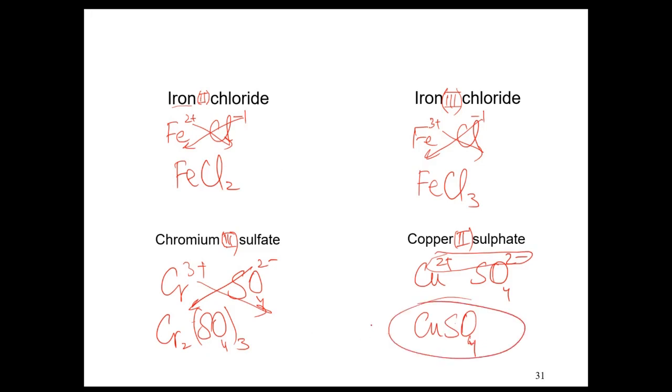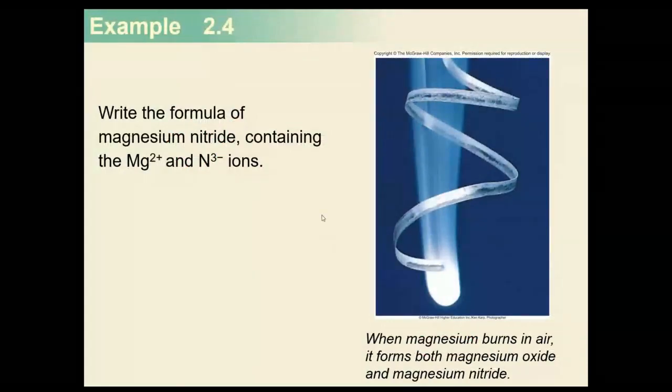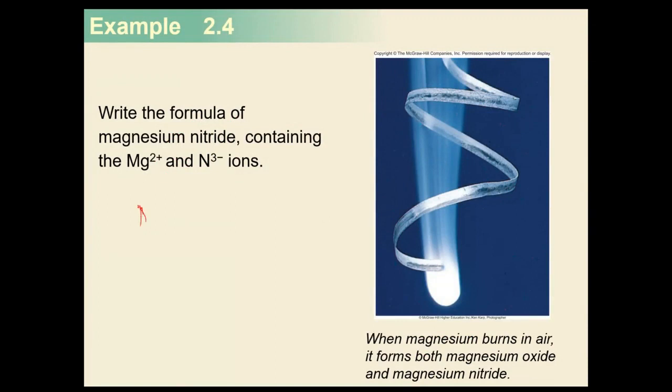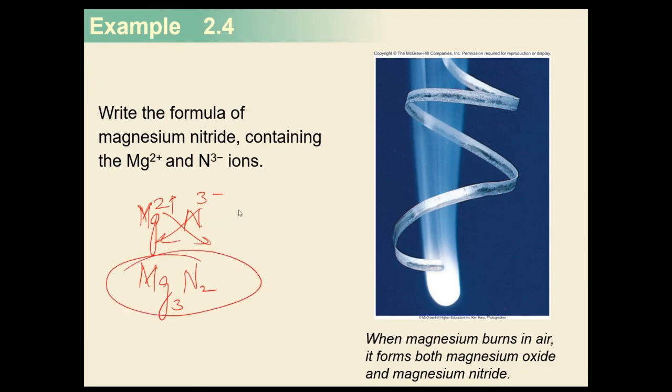Yes, boys, any question? No, it's all clear. That's so good. That's good. Okay. Another example. Write the formula of magnesium nitride. Very simple, boys. Mg plus 2 and N minus 3. So 2 comes here, 3 comes here. Mg3N2. This is your formula.